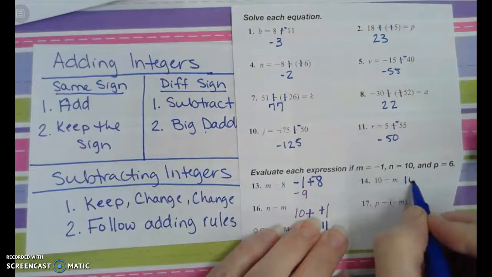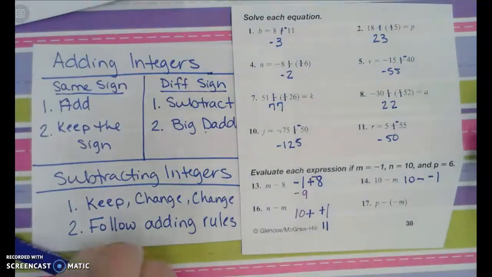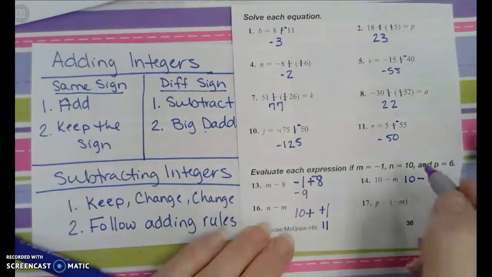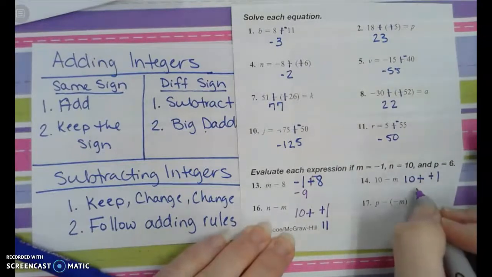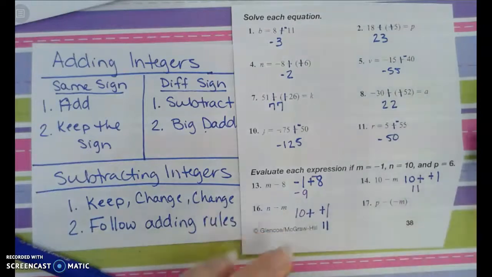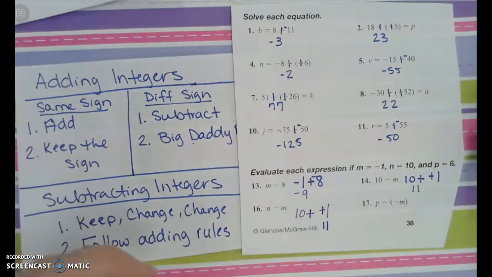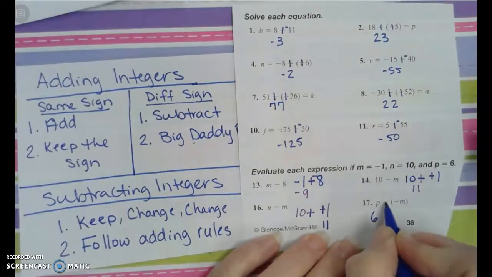10 minus, and then m is -1. Keep, change, change. The signs are the same. The same says add and keep it positive because that's what it is. Now this one's a little more challenging. P, if I look, P is 6. I got my minus sign.